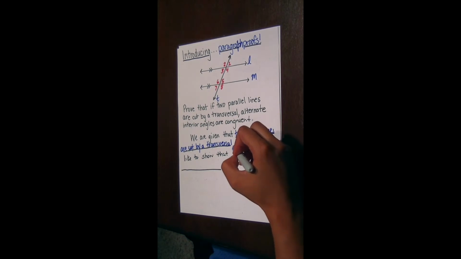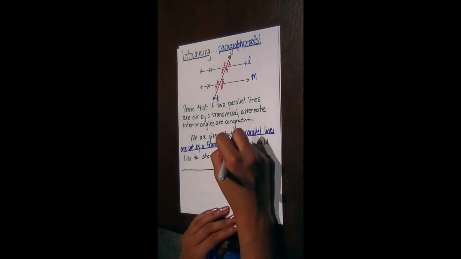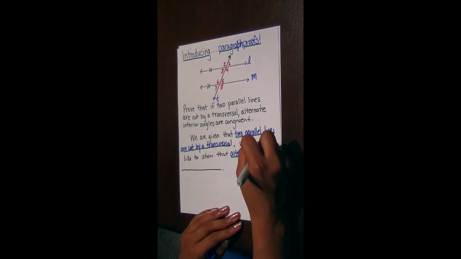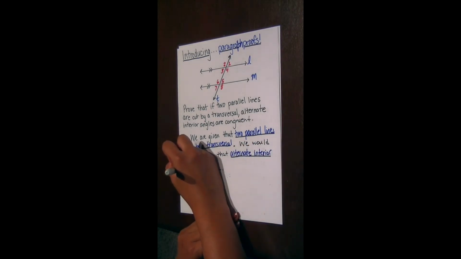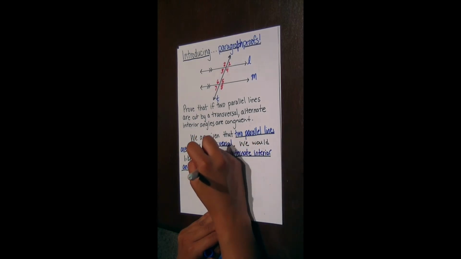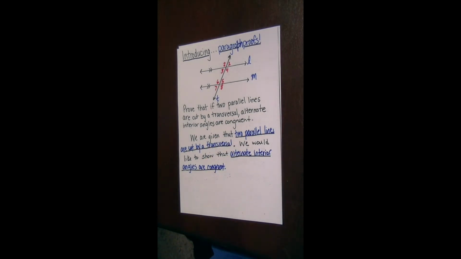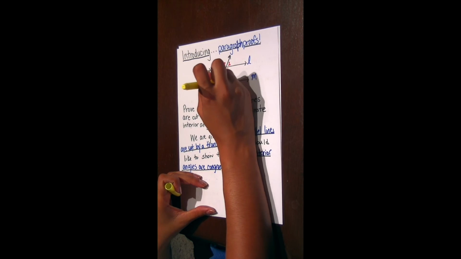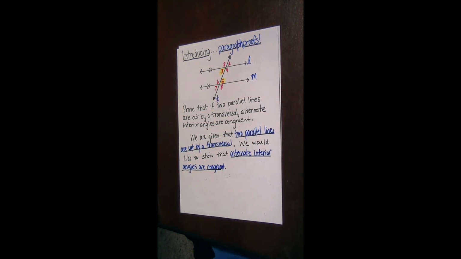Okay, anyway, we would like to show that alternate interior angles are congruent. Same way, I'm going to also highlight the alternate interior angles. Let's just focus on angle 3 and 5. We also know that 6 and 4 are alternate interior angles, but if we prove 3 and 5, then proving 6 and 4 goes about in a similar manner.